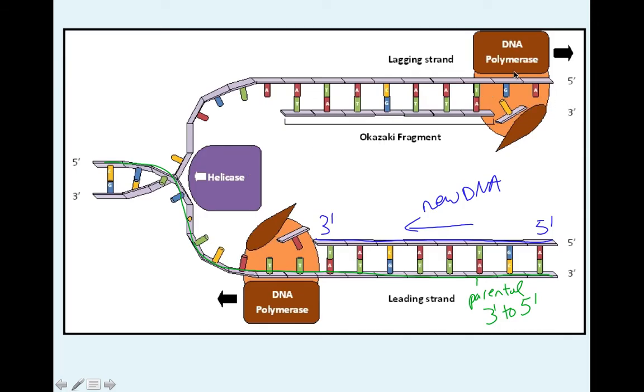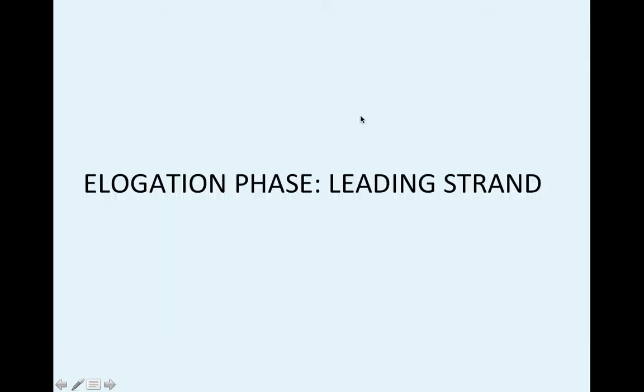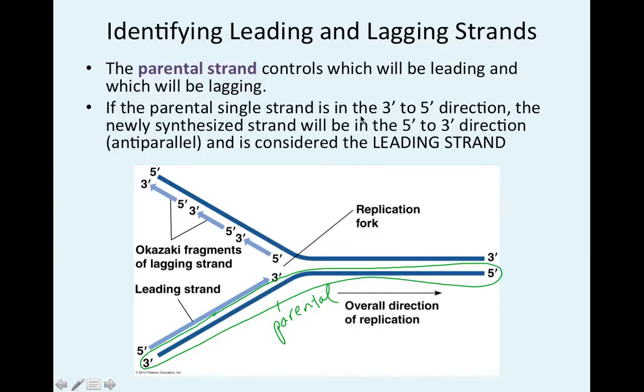So what's going to have to keep happening is DNA polymerase is going to have to break off, come back, and then start adding bases here. And then helicase is going to move. It's going to have to break off, come back, and then keep adding these little segments. Okay. So let's start with the easy strand, the leading strand.